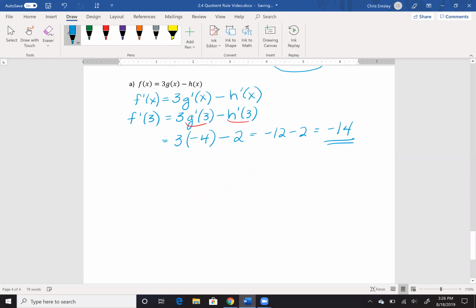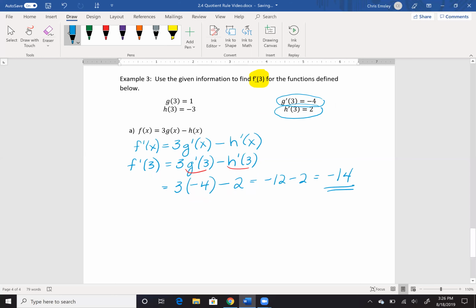Oh, and there's one more. I must have deleted it, so I'll just write it in here for you. Part B, a different f of x. What if instead f of x was defined as g of x divided by h of x? And again, same directions. We want to find f prime of 3. So first step, we have to differentiate. We have to find f prime of x. And this time, notice this is a quotient. It's g of x divided by h of x.